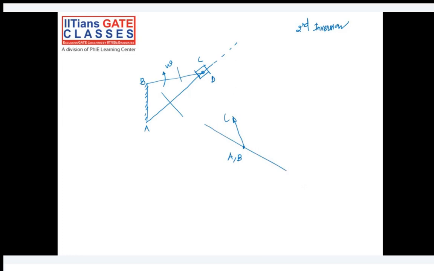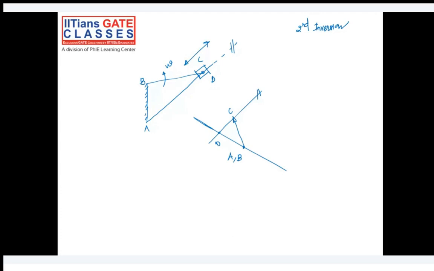What will be the velocity of link C with respect to D? It will be in the same direction of this, right? So somewhere here you will get point D. Do you agree? These two lines have to be parallel, because the slider velocity will be in this direction only, either forward or backward, depending on whether it is moving forward or backward.